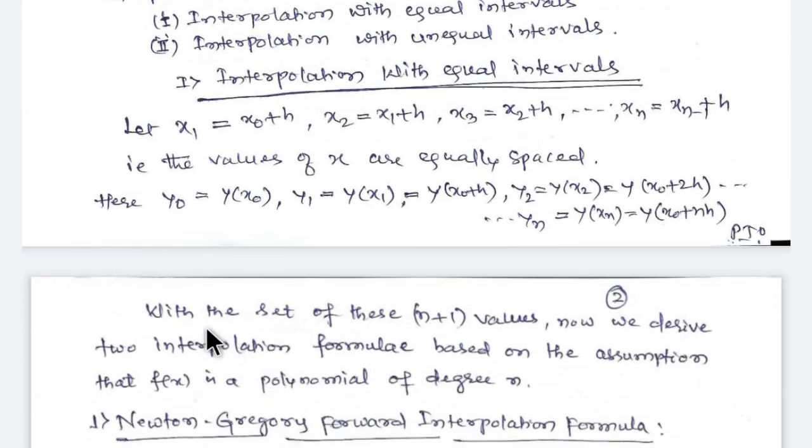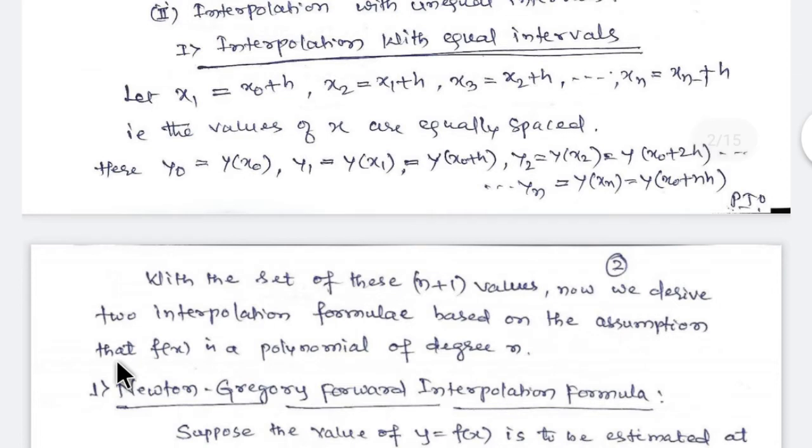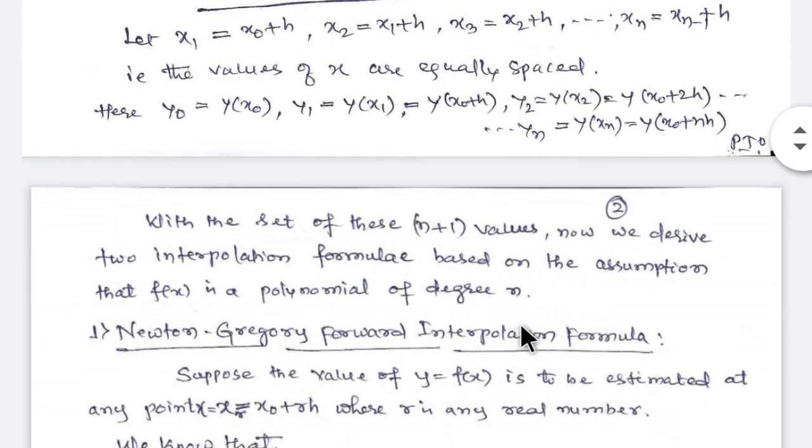With the set of these n plus 1 values, now we derive two interpolation formulae based on the assumption that f of x is a polynomial of degree n.